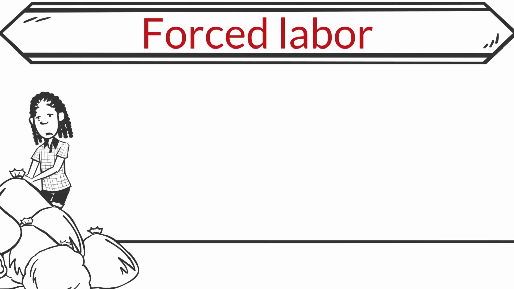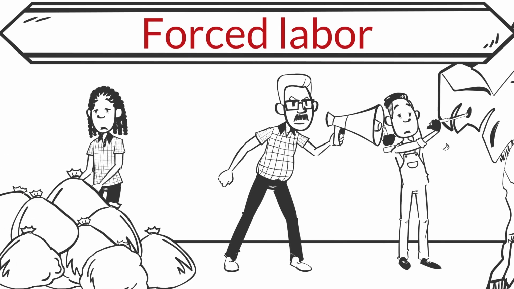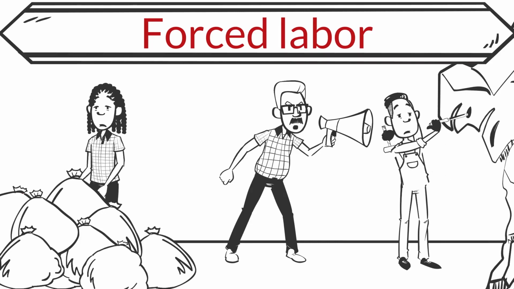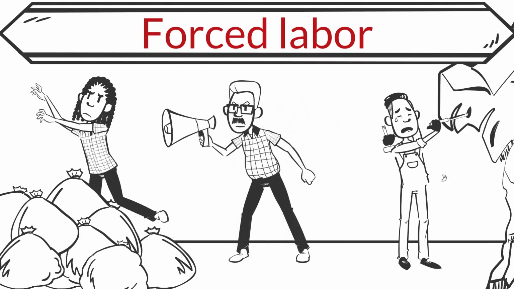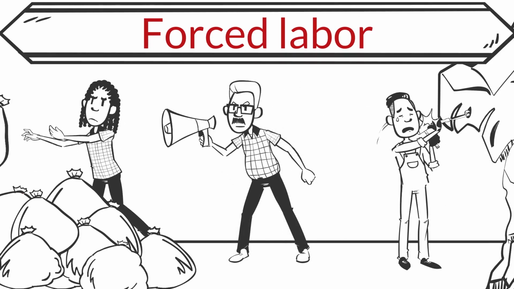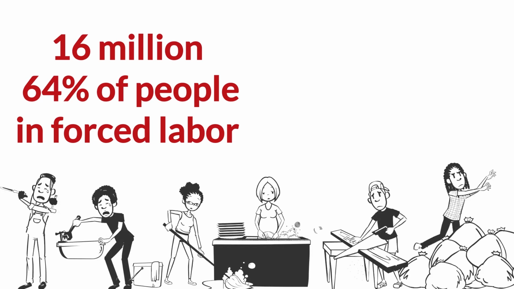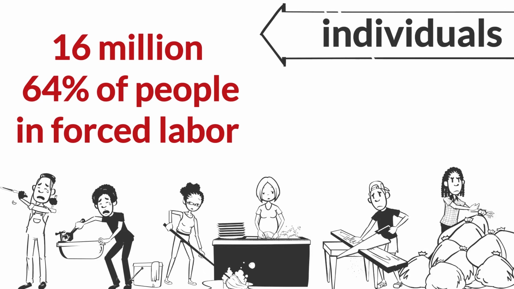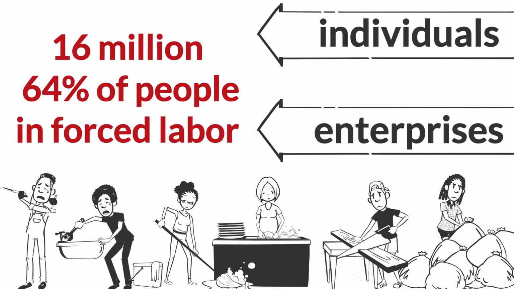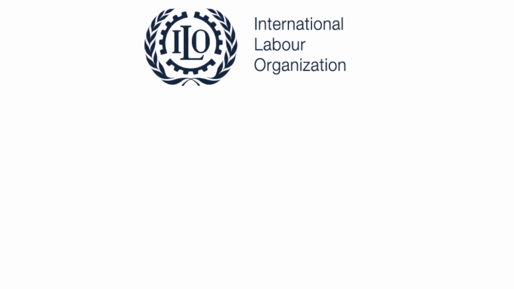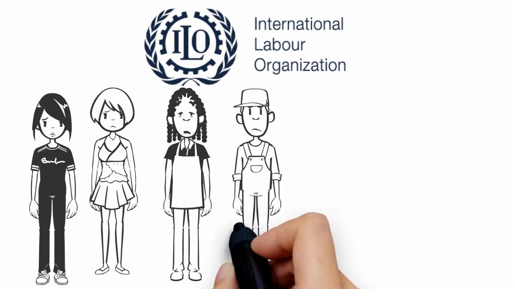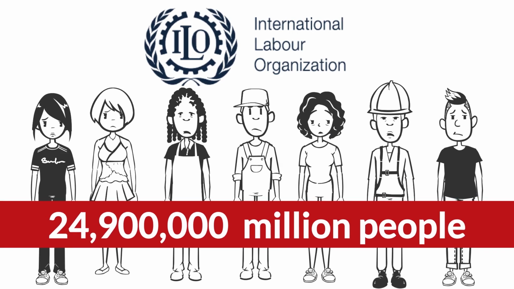Forced labor is any work which people are forced to do against their will. Whilst not all cases of trafficking and slavery involve forced labor, all forced labor is a form of modern slavery. 16 million, or 64% of people in forced labor, are in the private economy, exploited by individuals or enterprises. According to the United Nations International Labour Organization, ILO, there are 24,900,000 people in forced labor.